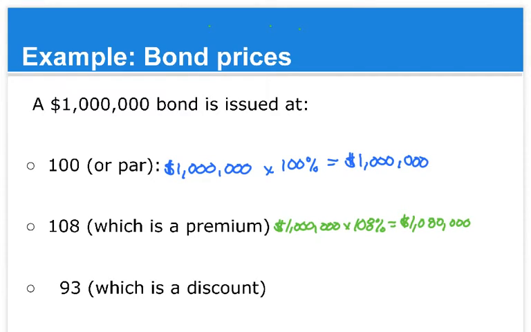Okay, the last scenario here is, what if the bond was issued at a price of 93? Again, that means 93% of the maturity value. That would equal 1 million multiplied by 93%, and that would equal $930,000.